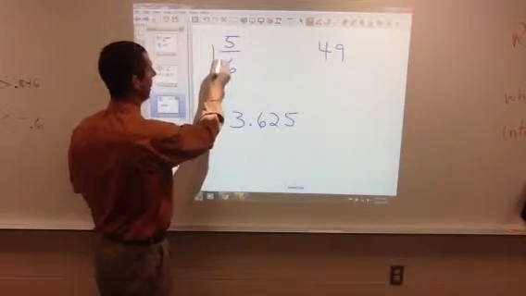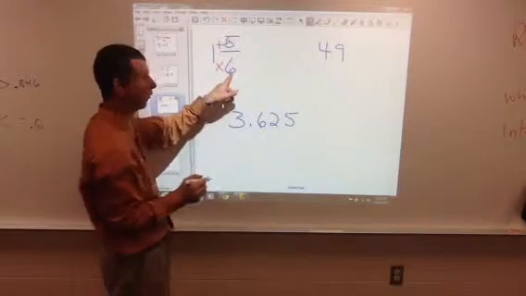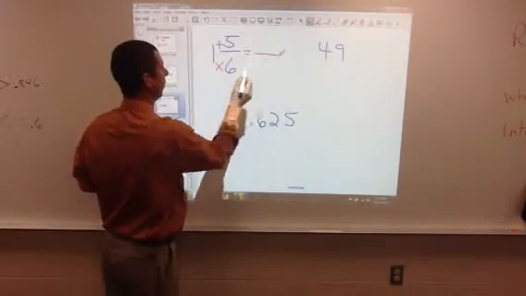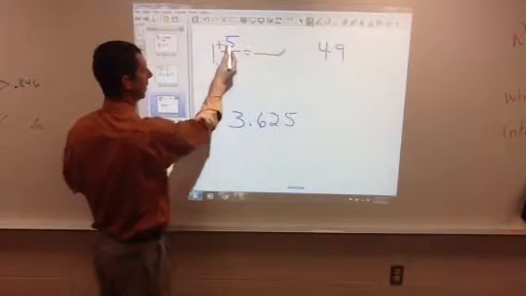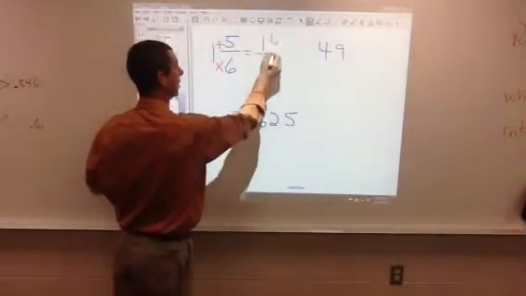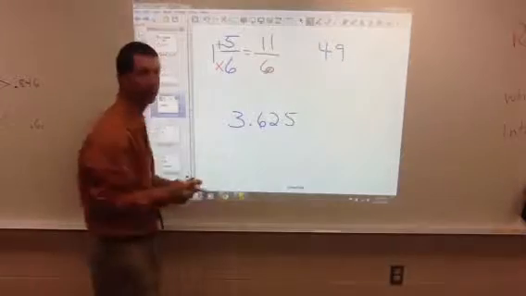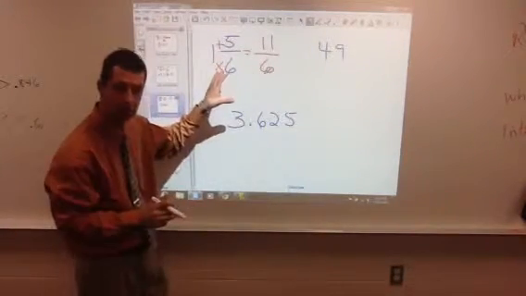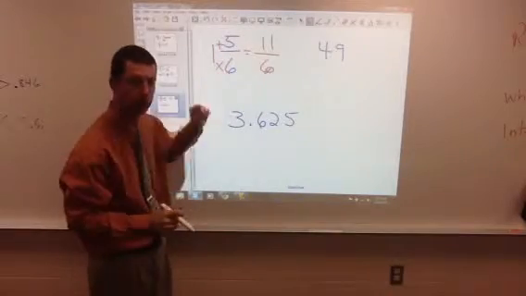You multiply and add here, and you put it over the same denominator. So we go 6 times 1 is 6, plus 5 is 11, so this becomes 11/6. Those are equal amounts every day of the week. Those are the same amounts.